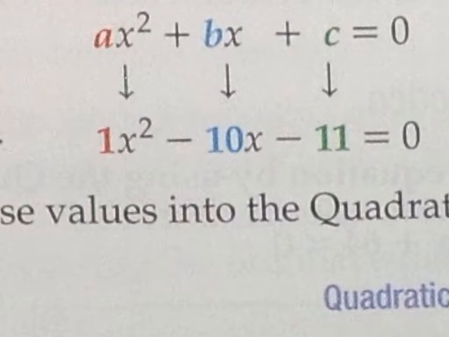The only thing that I notice is probably wrong with what the book is explaining here is, you guys see this black minus sign? It should be green because the 11 is green. In other words, the C value is negative 11. The B value is negative 10, so that should be a blue minus sign also, and the A value is a red positive 1 right there.